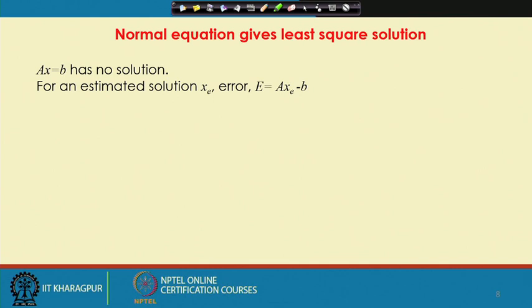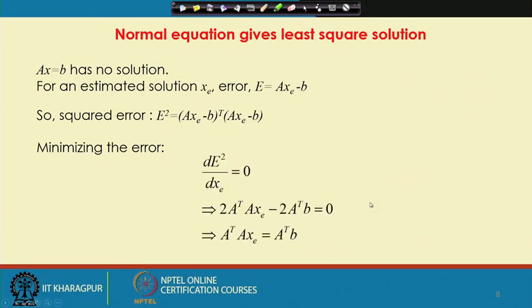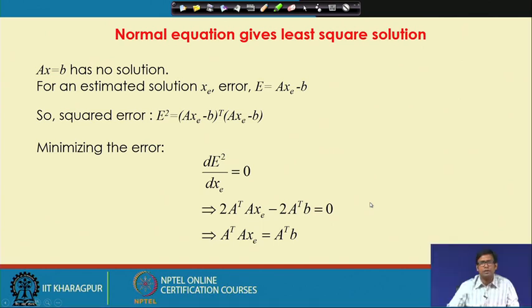A x is equal to b has no solution. So, let us estimate x as x e, and the error e is A x e minus b. So, the squared error is e square, and we try to find the squared error in many cases because it is an absolute value, which is A x e minus b transpose A x e minus b. This is a vector transpose a vector, so it is a scalar. This is the sum of the error in each of the rows of A, and if I try to minimize it, then we will get the equation d square by d x e is equal to 0.